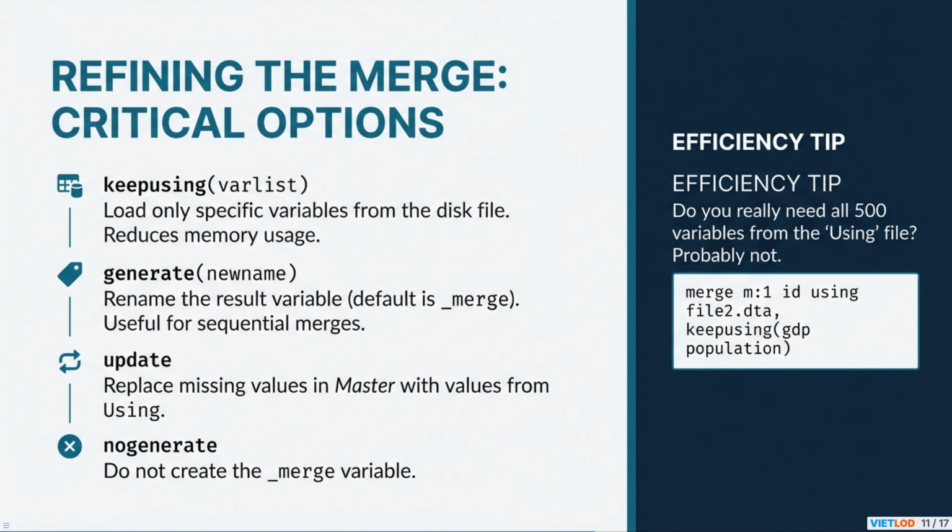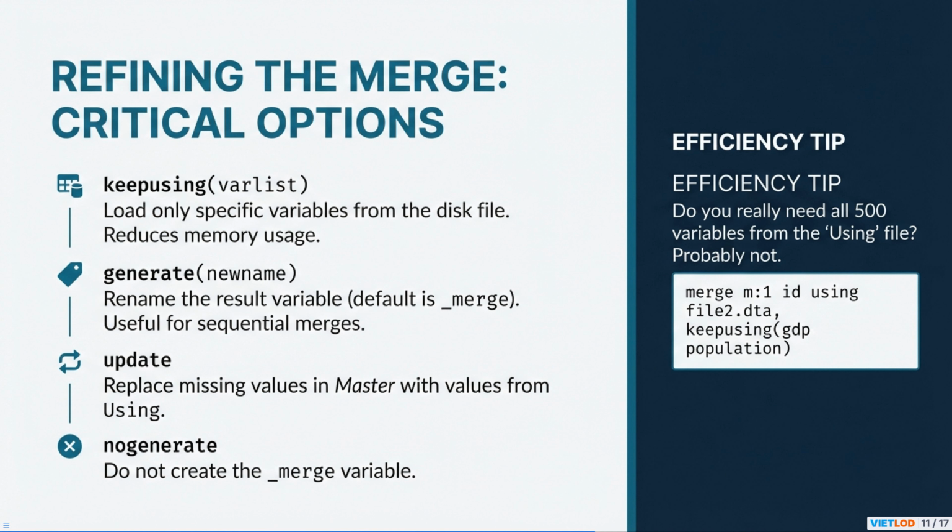The keepusing(varlist) option is extremely useful for efficiency. It tells Stata to load only the specified variables from the using file, which saves memory and keeps your dataset clean, especially when the using file has hundreds of variables. For instance, do you really need all 500 variables from the using file? Probably not. An example command is merge m:1 id using file2.dta, keepusing(GDP population).